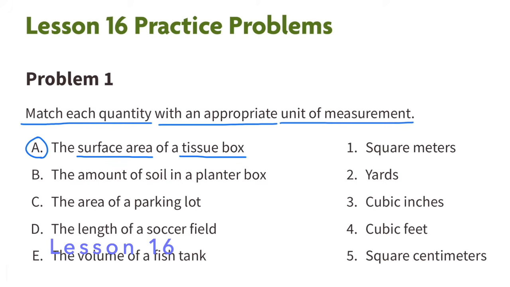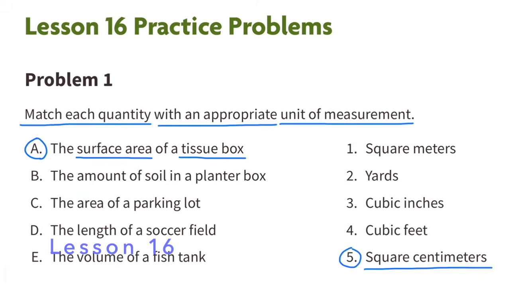Since they're asking for surface area and not volume or length, I need to look for something that's squared. I would pick 5 square centimeters rather than number 1 square meters because a tissue box isn't large enough to measure in square meters. A tissue box is best represented in centimeters.